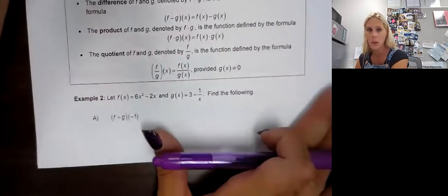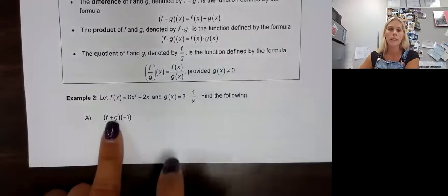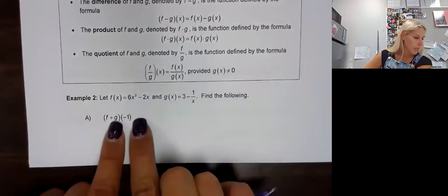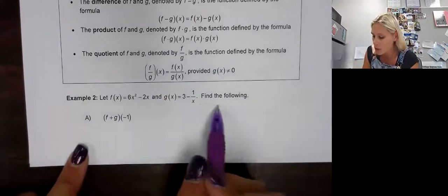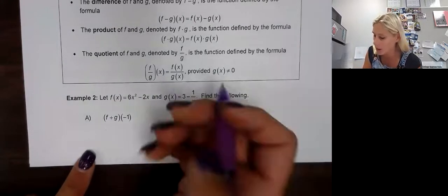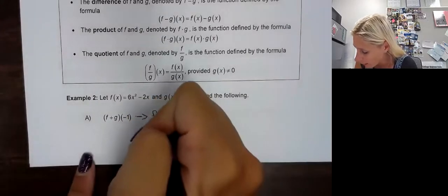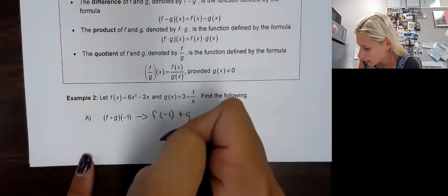Okay, so let's look at some of the things they give us. So what we're going to do is f of x minus 1. So there's a couple things we can do. We can either add the two together and then substitute in the negative 1, or we can actually rewrite this as f of negative 1 plus g of negative 1.